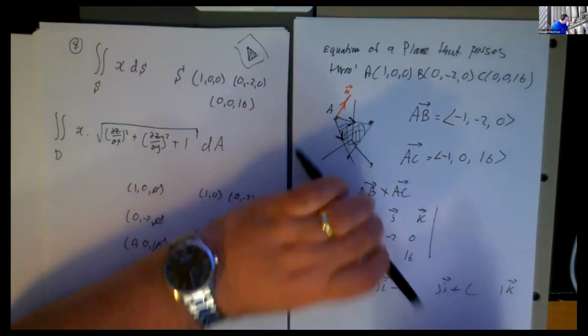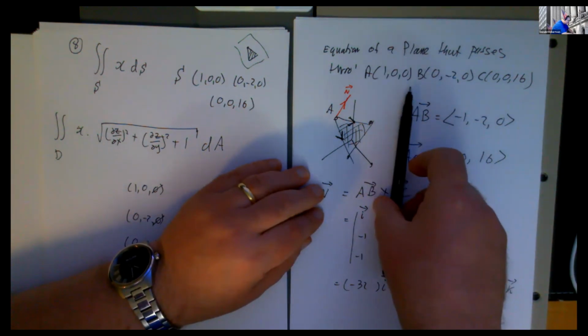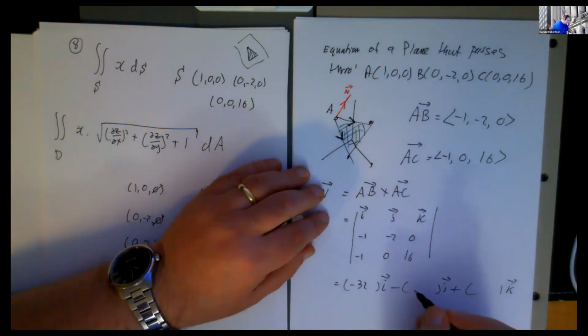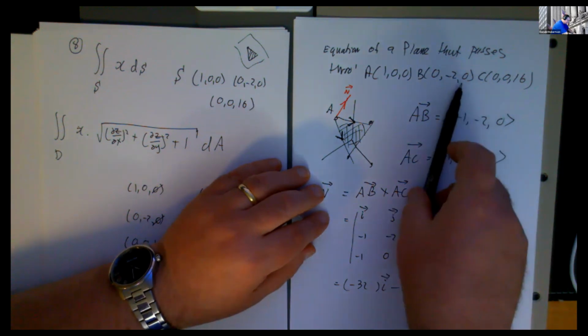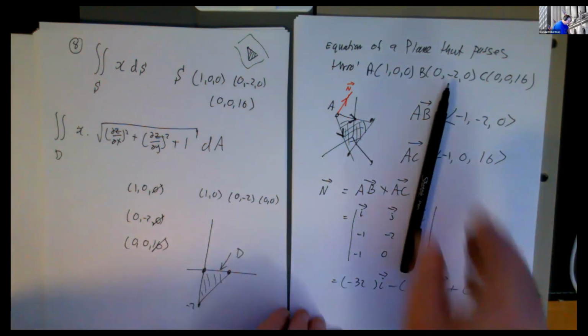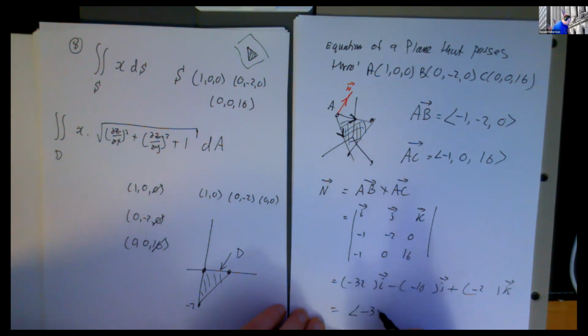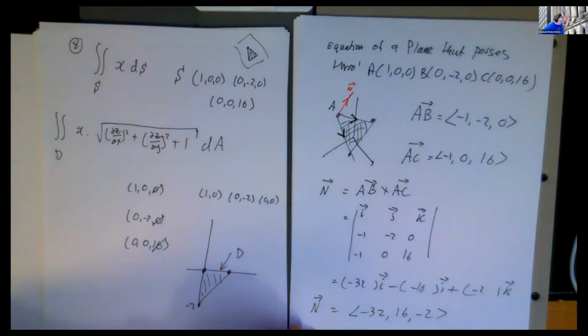-32 take away nothing is -32. -16 take away nothing is -16. And 0 take away 2 is -2. And so this fella is -32, +16, -2, and we now have a normal vector. We're getting there. Where do we go now?